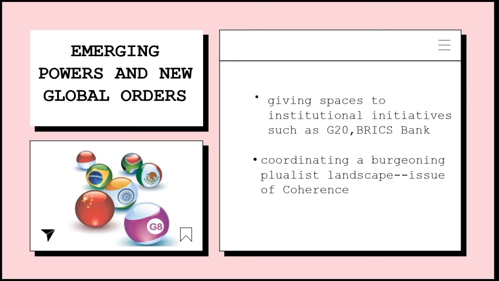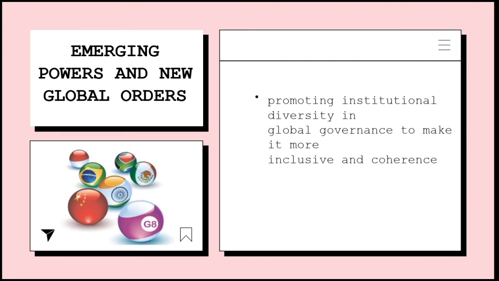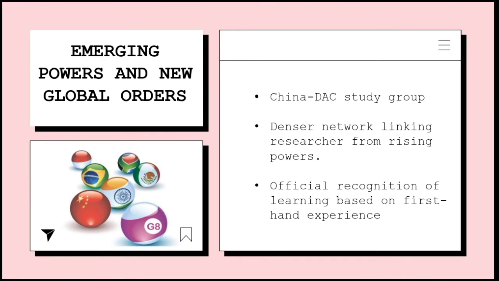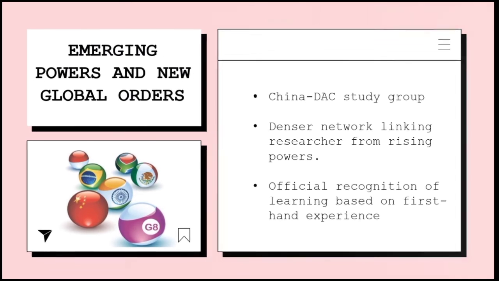Coordinating a burgeoning pluralist landscape, an issue of coherence. Promoting institutional diversity in global governance to make it more inclusive and coherent. Incorporating ideas of the Global South. China, the DAC study group, a denser network linking researchers from rising powers, official recognition of learning based on first-hand experience.